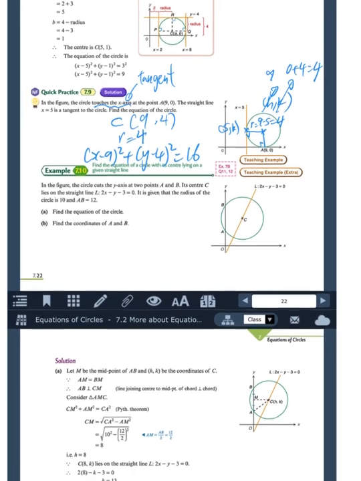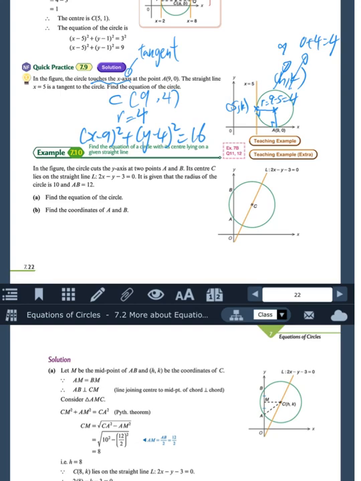Okay, now let's see example 7.10. In this figure, we know that the circle intercepts or cuts the y-axis at the points A and B. The center lies on the straight line 2x minus y minus 3 equals 0. The radius is 10 and AB is 12. Find the equation of the circle.